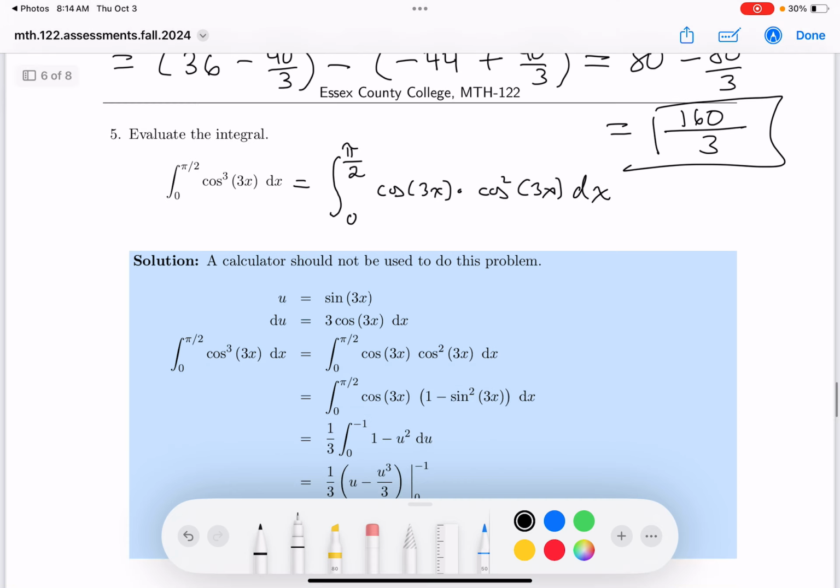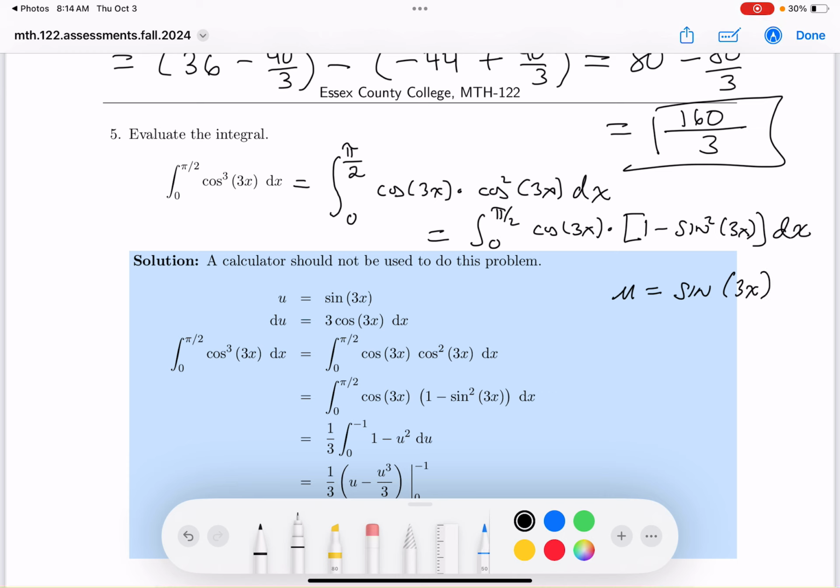The next thing I would do is write that cosine squared in terms of sines. So let me put that down for you. 0 to pi over 2, and it's going to be cosine 3x times, and the cosine squared would be 1 minus sine squared. The next thing I would do is a u substitution, and I would say u is equal to the sine of 3x. Now, with definite integrals, I want to point out the first thing I'm looking at is 0. If x is 0, by the way, what would u be? It would be the sine of 0, which is 0.